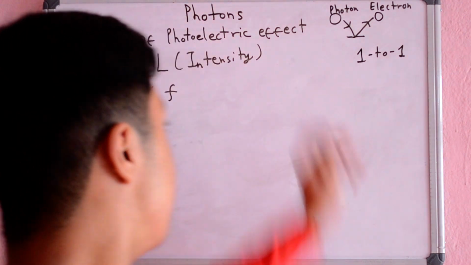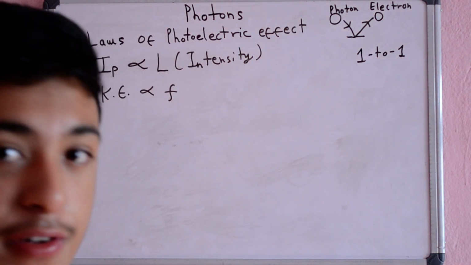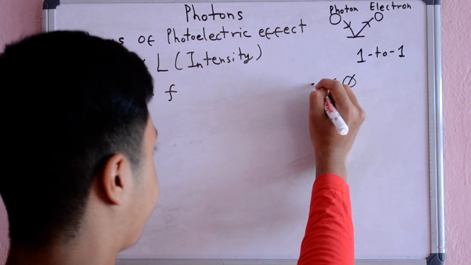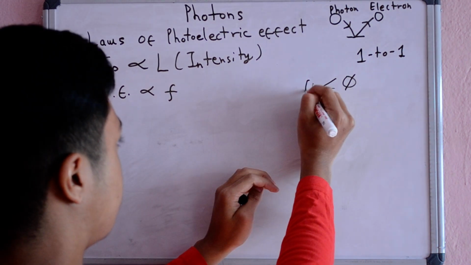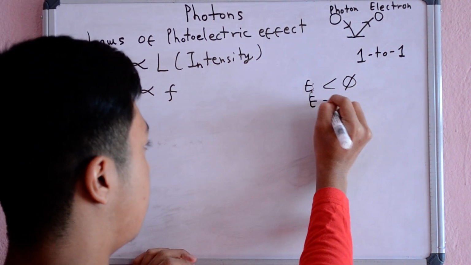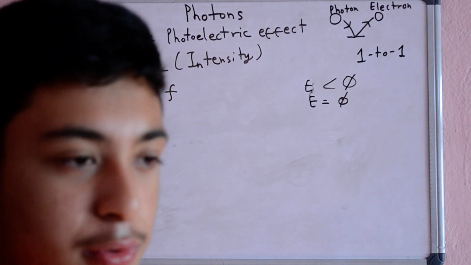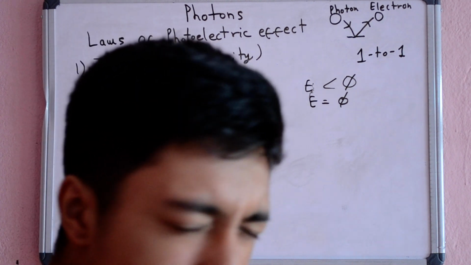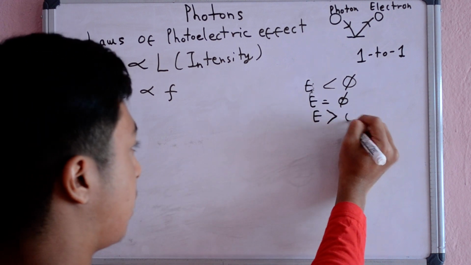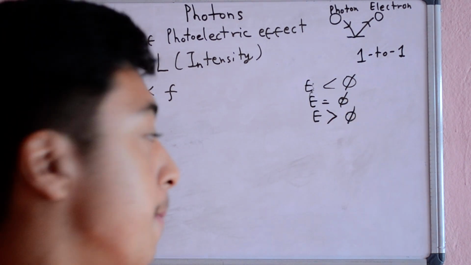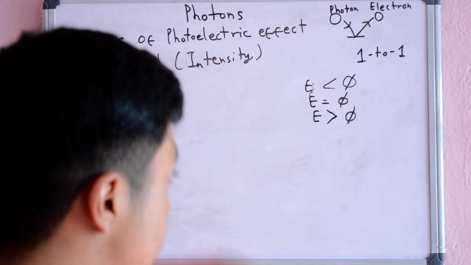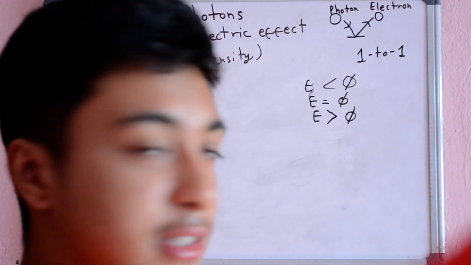Now for the second one, kinetic energy is directly proportional to the frequency. Now here, for a photon with very low energy, less than the work function, right? It will just vibrate the electrons. But for an energy equal to the work function, it will just make the electrons emit out of their orbit. But for the energy greater than the work function, they knock out the electrons, and the electrons will get some of that energy and travel some distance.